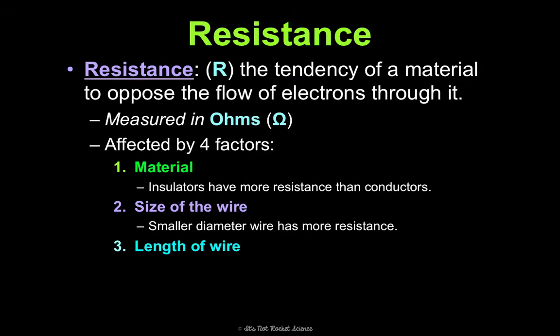Also the length of the wire. The longer the wire, the more resistance. There's a longer pathway for that current to travel through. Thus, the length of it is just going to create more resistance than a shorter wire, which would have less resistance and allow the current to flow a little easier.